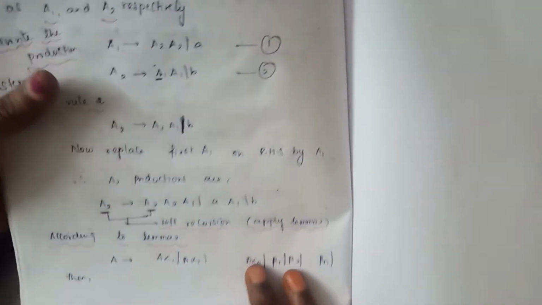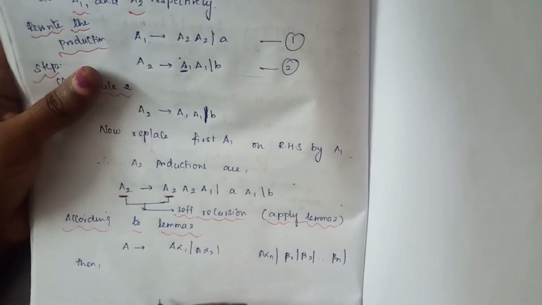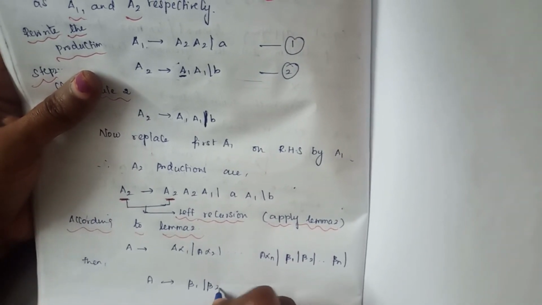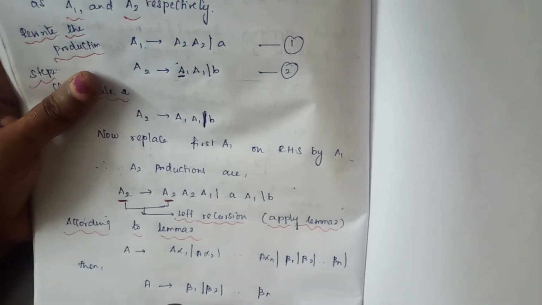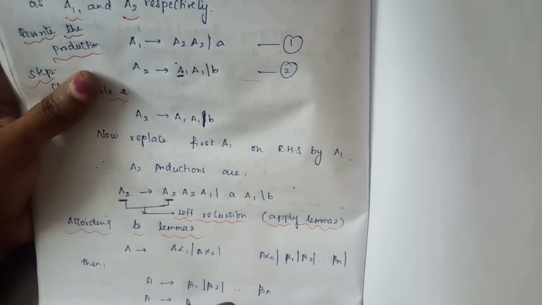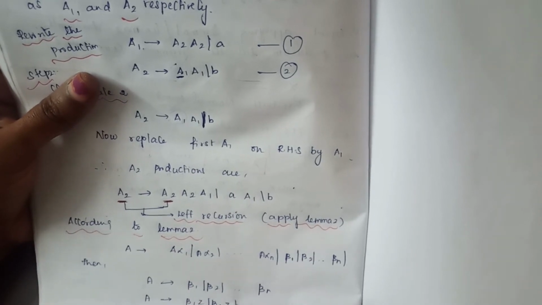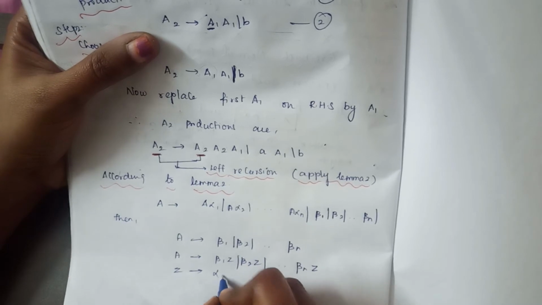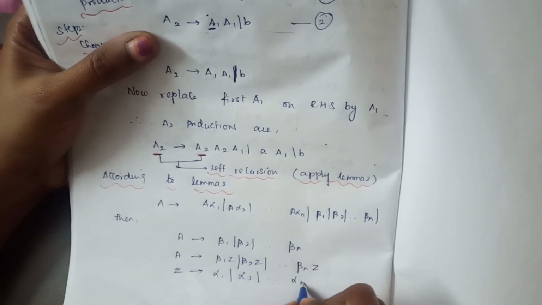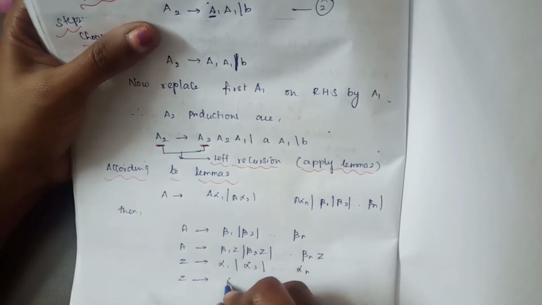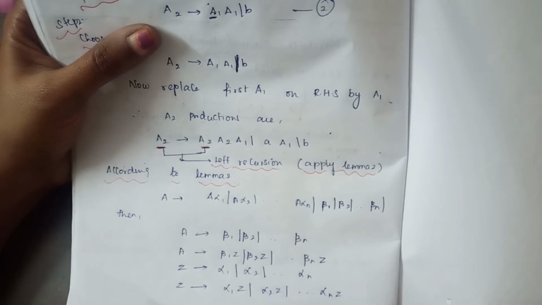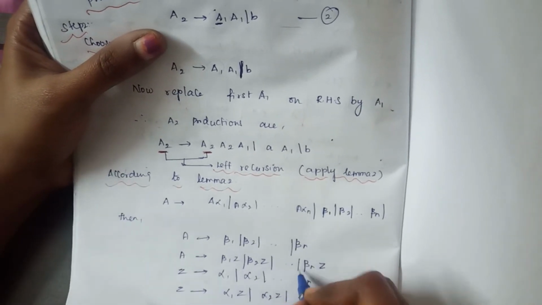then A tends to beta 1 or beta 2 up to beta n, and again A tends to beta 1 Z, beta 2 Z, and beta n Z. After that we have to write the Z terms: alpha 1 Z or alpha 2 Z up to alpha n Z. Similarly we have another term, alpha 1 Z, alpha 2 Z up to alpha n Z. So this is the way we have to write it.